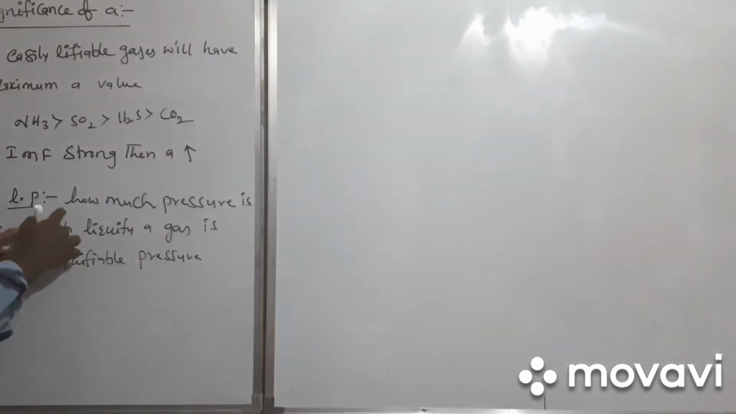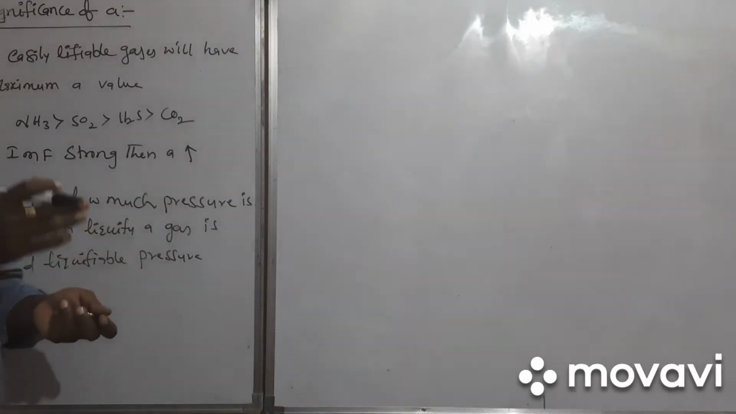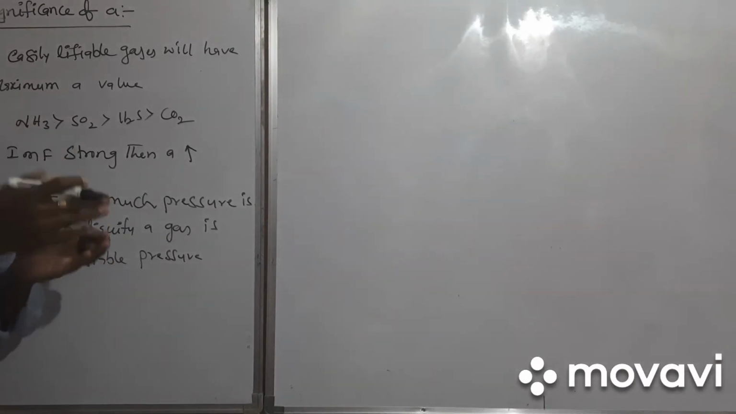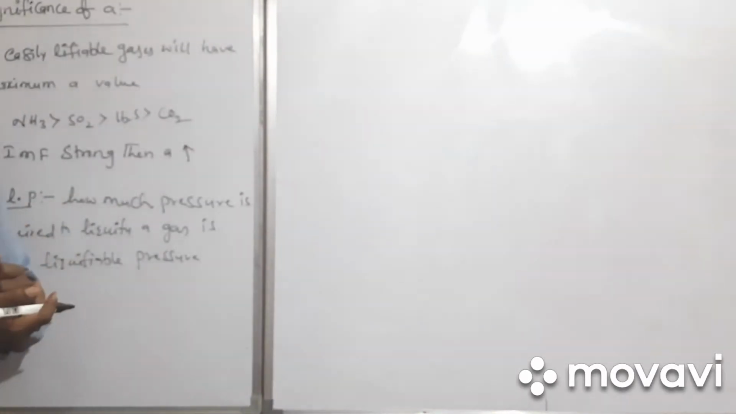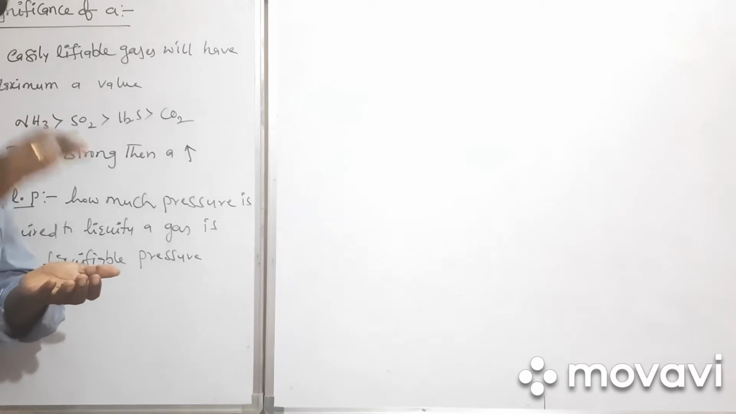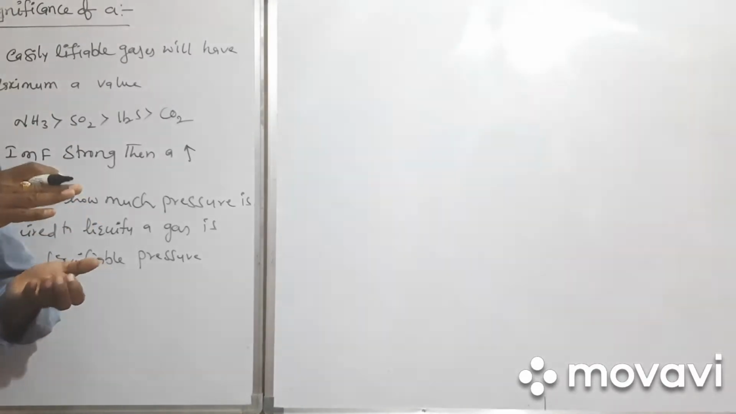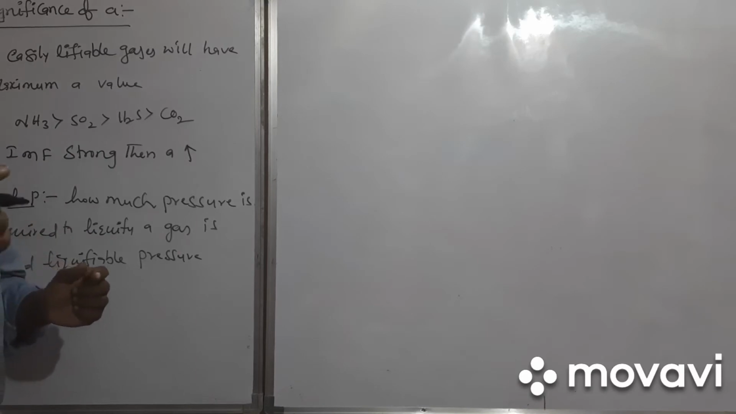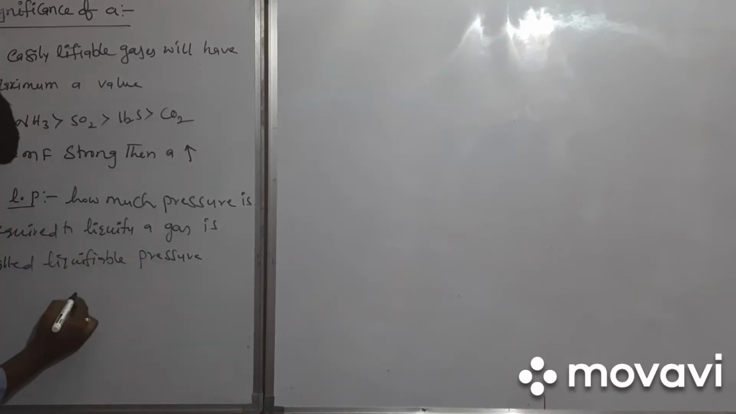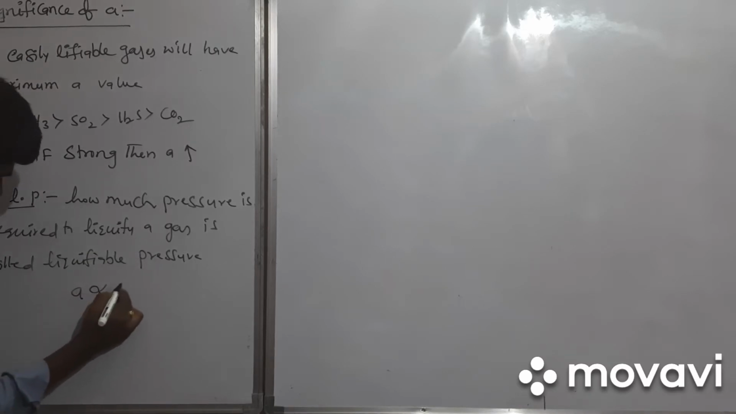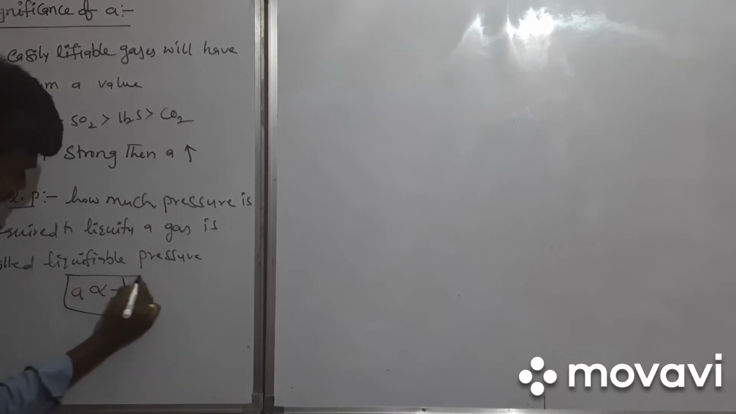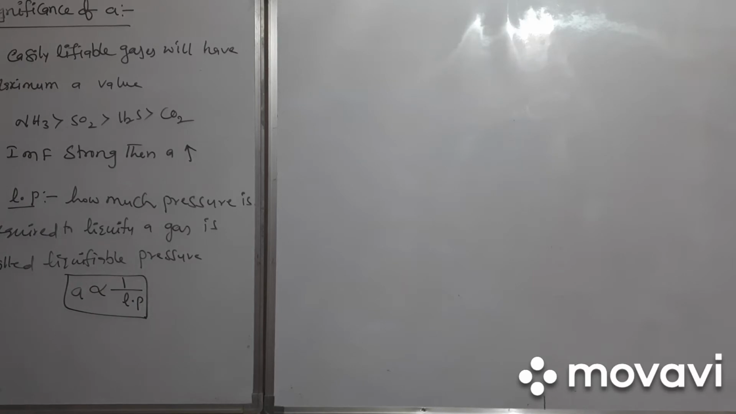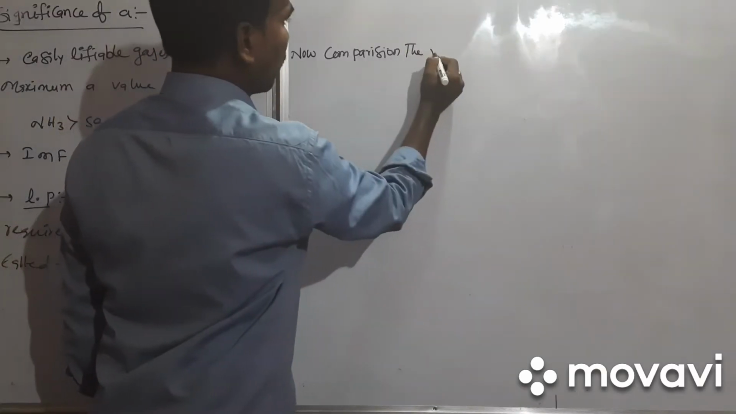So liquefiable pressure means how much pressure is required to convert gas into liquid. If liquefiable pressure is less, means you are applying less pressure, and the gas still converts into liquid. Where A value is maximum, you have to apply low pressure. So A is inversely proportional to liquefaction pressure, right? Value of A.